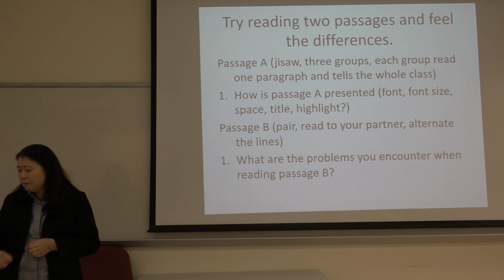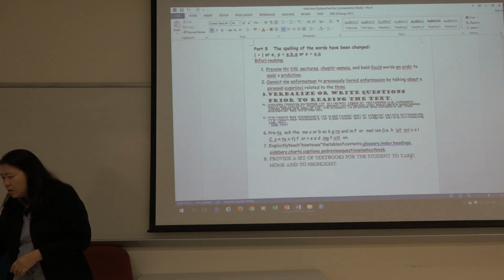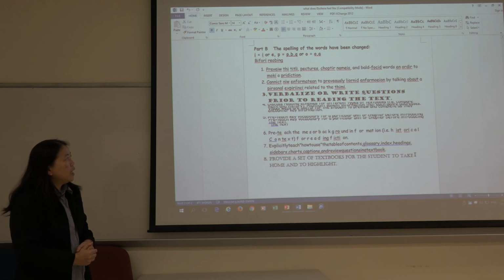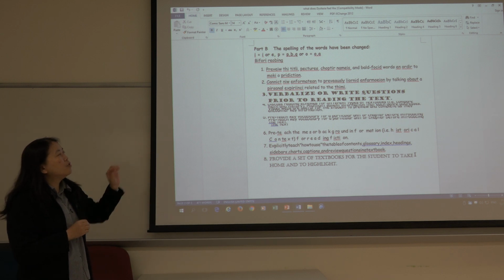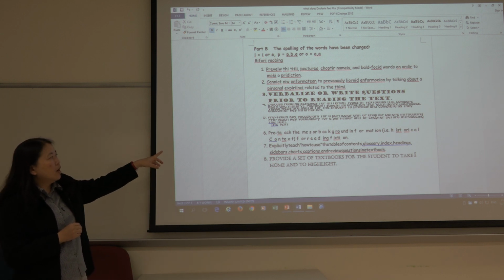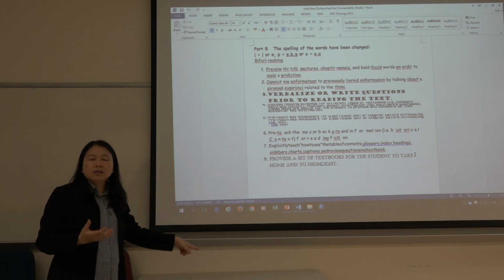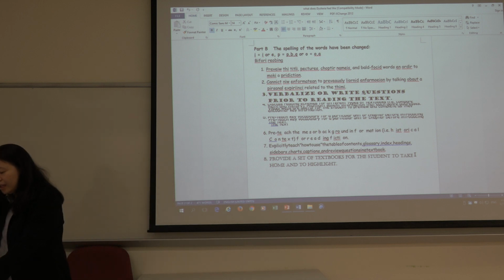I have prepared an exercise that looks like this in the lesson plan for students to actually experience. They work in pairs and try to read out the passages, to see how difficult it is, to simulate what it is like for children with dyslexia to read. So it would be a good fun exercise for them.